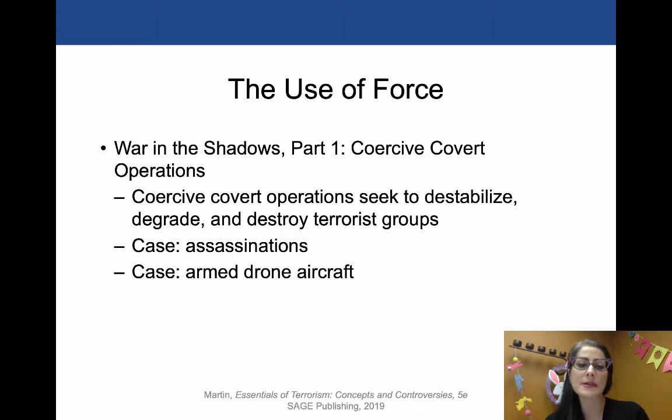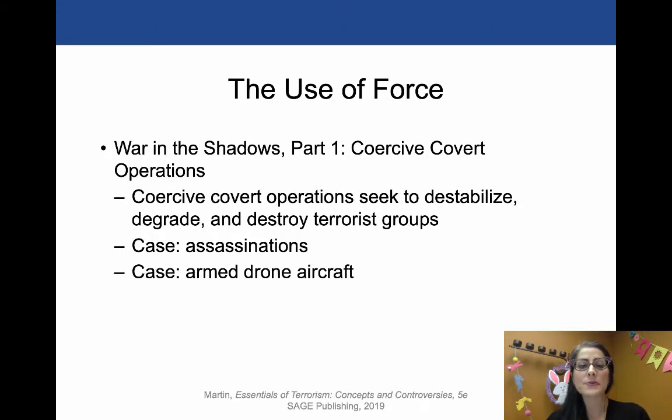Your book talks about another case, armed drone aircraft. That's very controversial. Those are the drones that are flown without people, right? They're literal drones that are armed, that will take out either people or buildings, whatever kind of target the military is looking to take out.